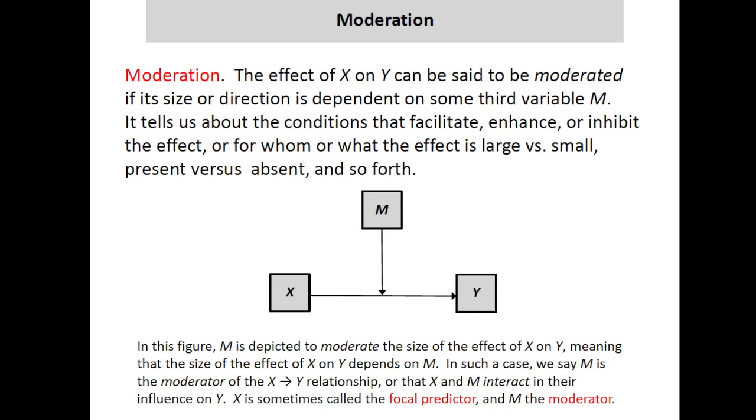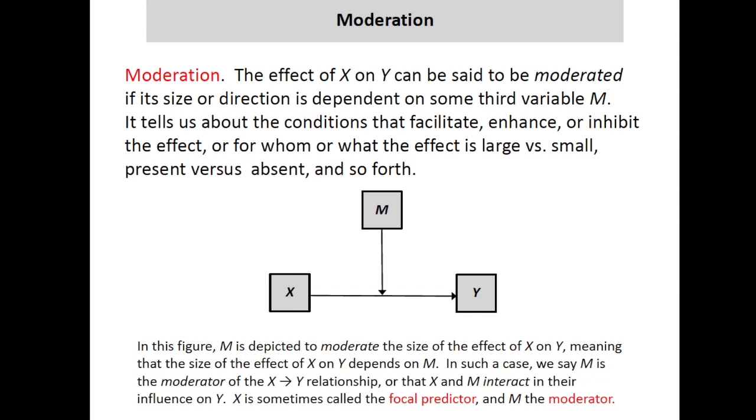So we talk about some variable's effect on Y. X's effect on Y is moderated, not mediated, moderated, if its size or direction is dependent on some third variable. Could be more than one variable, but in this case, I'm talking about a single variable, and I'm going to use M here. Not to confuse you, we were using M as mediator. I'm using it as moderator here. In context, it determines whether it's a mediator or moderator. We're now talking about moderation, not mediation.